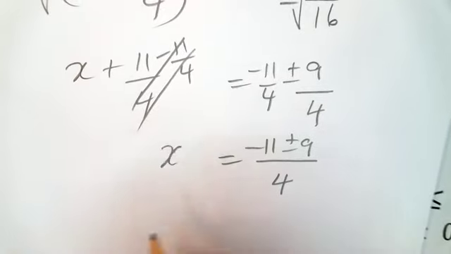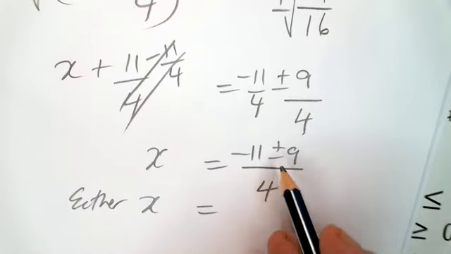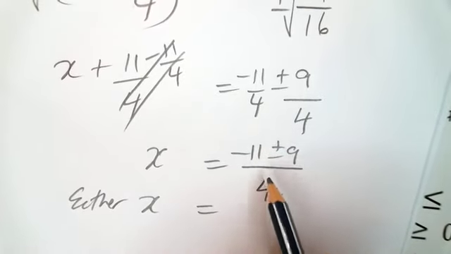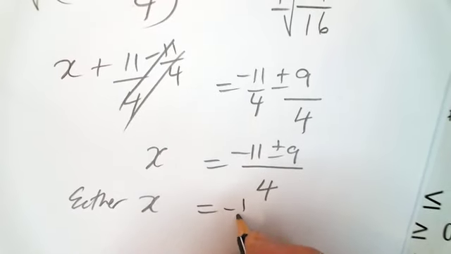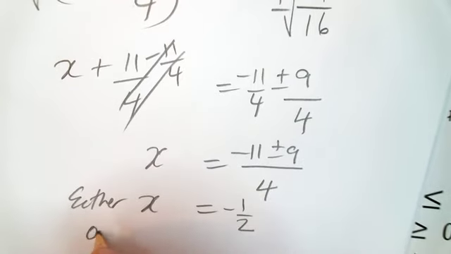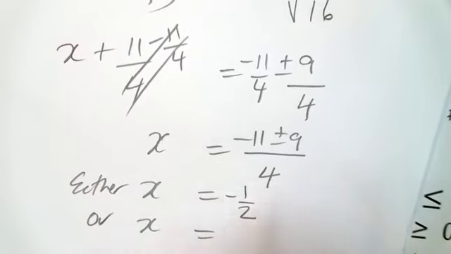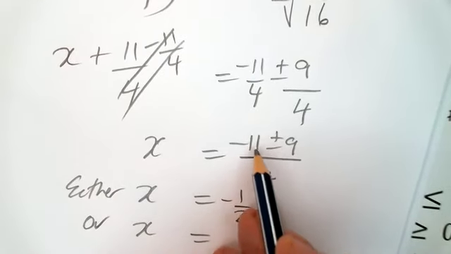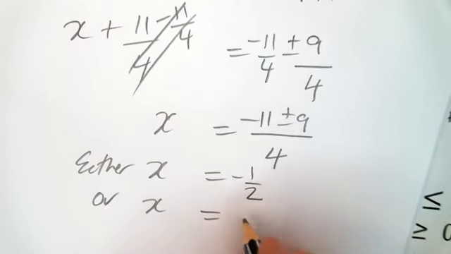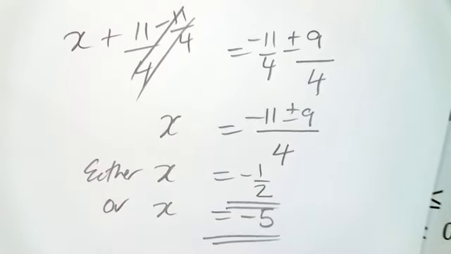Now I'm ready to say, x is equal to, let's do the plus first. Negative 11 plus 9 is negative 2. Negative 2 on 4 is negative 1/2. All right, so x is also equal to, now this time let's subtract them. Minus 11 minus 9 is minus 20. Minus 20 divided by 4 is negative 5. So they are my two solutions.